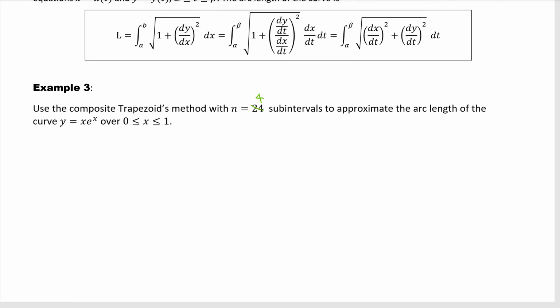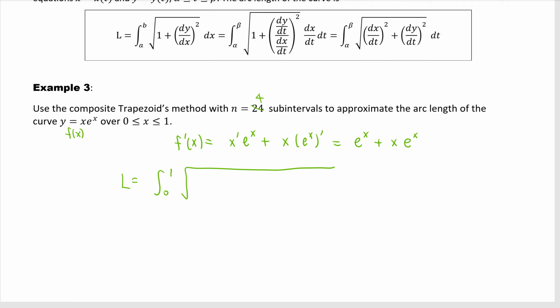Okay, so this is our f. In order to find the arc length, we have to figure out what the derivative is. Well, this is the product rule, right? First guy prime times second guy plus first guy times second guy prime. First guy prime, the derivative of x is just 1, and then the derivative of e to the x is e to the x. Okay? So what's the arc length? From 0 to 1, the square root of 1 plus f prime squared, so e to the x plus x e to the x, squared, dx.